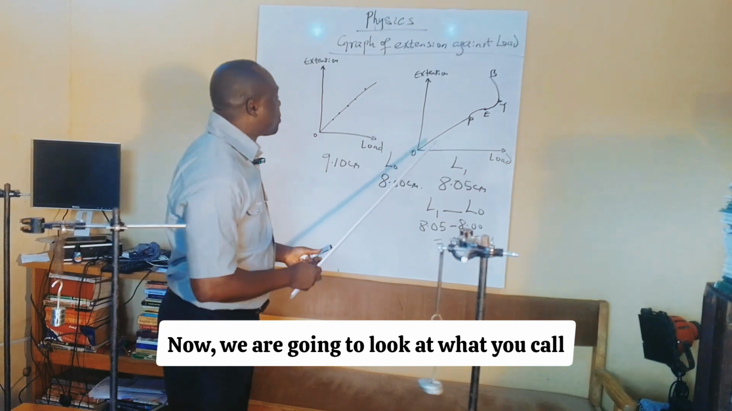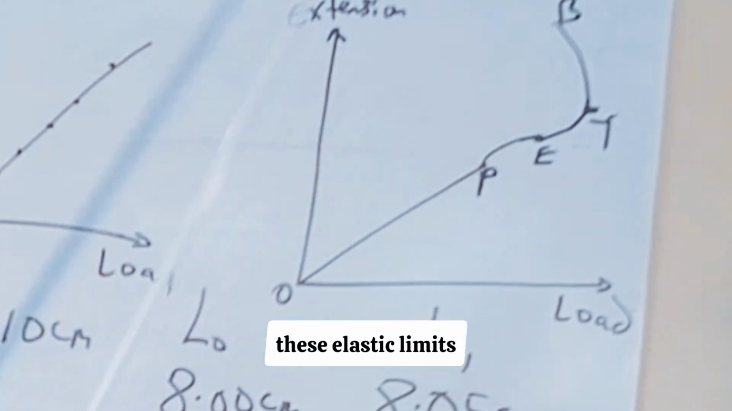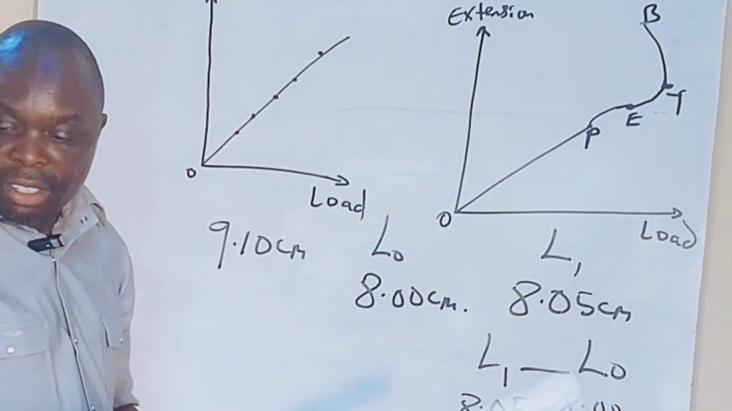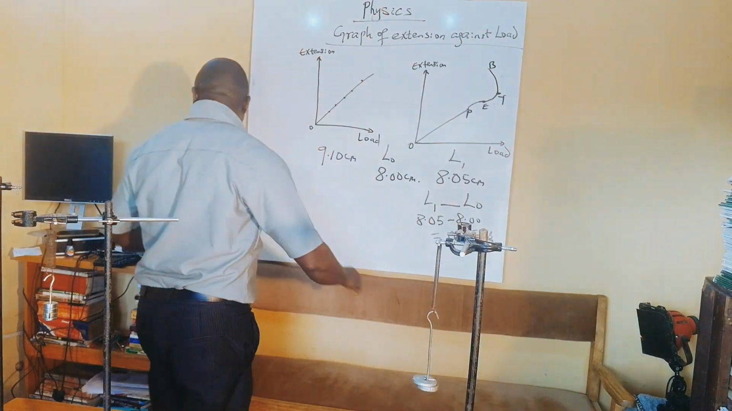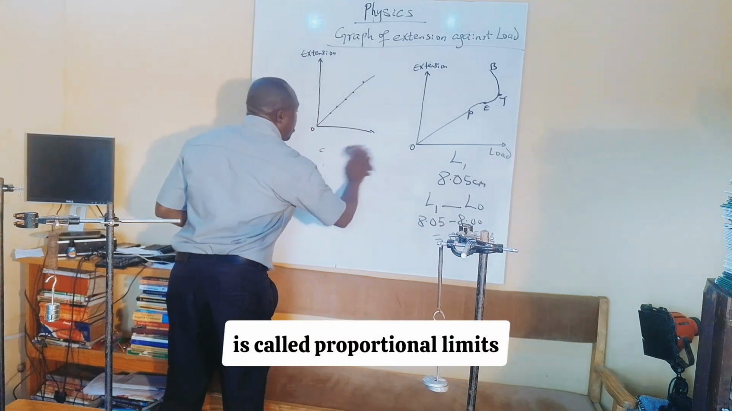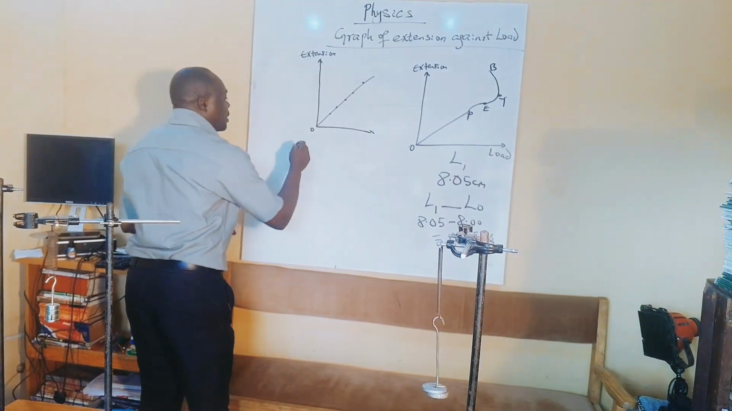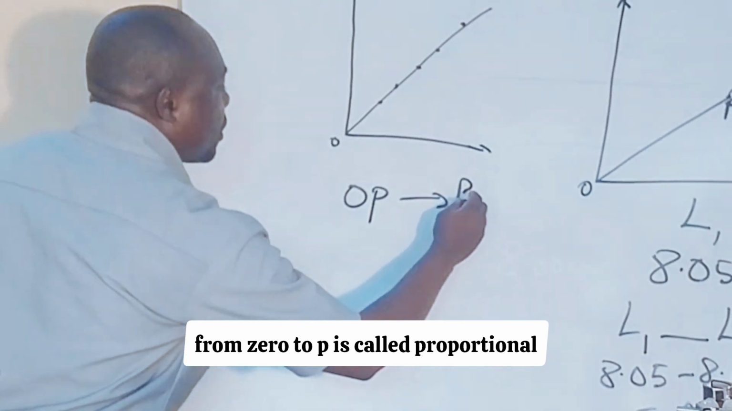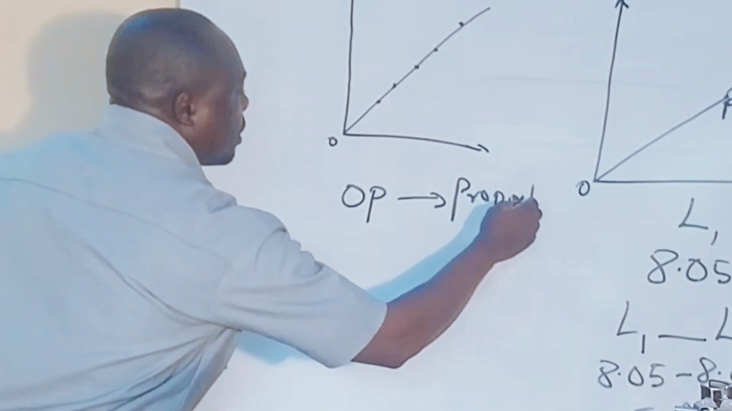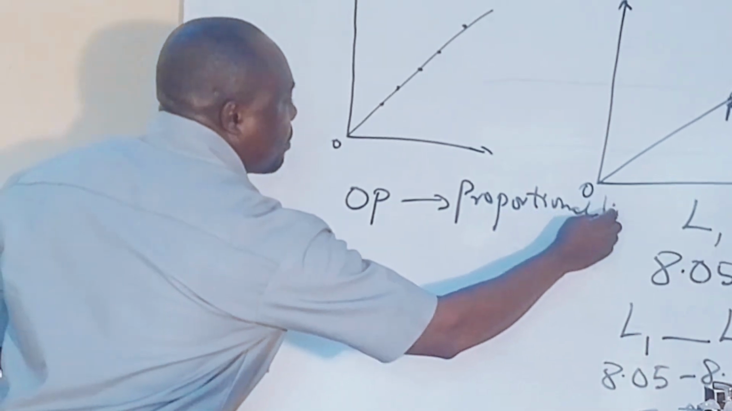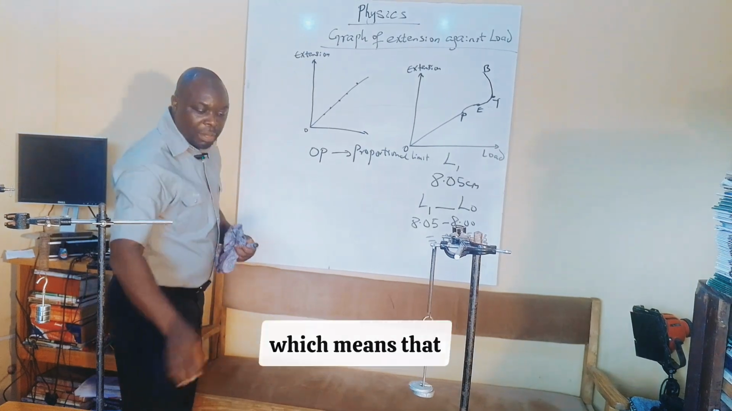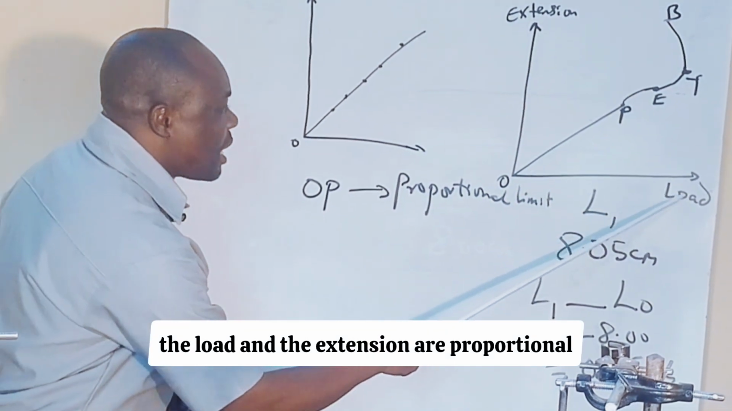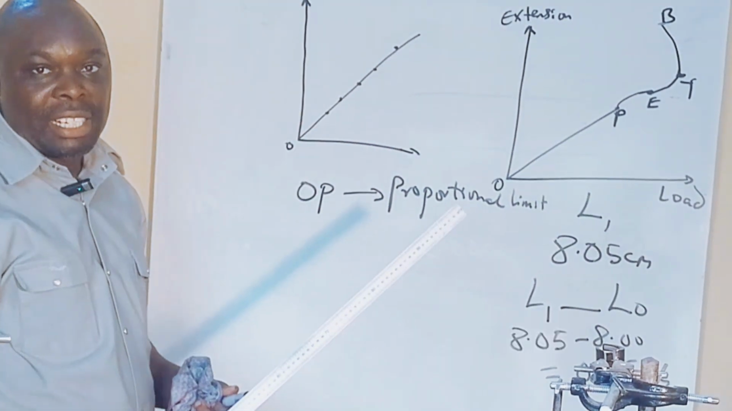Now, we are going to look at what we call the elastic limit. From here, from 0 to P is called the proportional limit, which means that on this graph from here to here, the load and the extension are proportional.